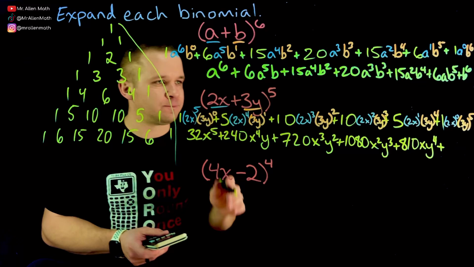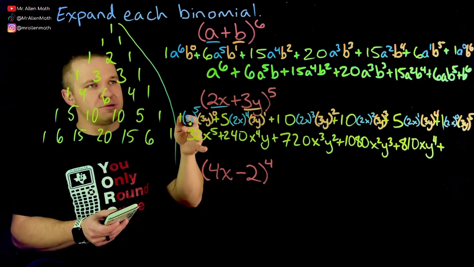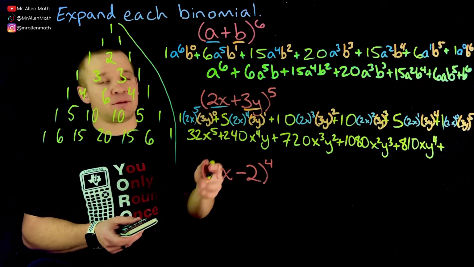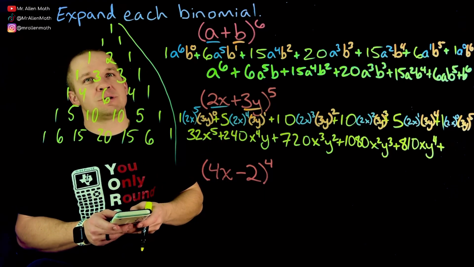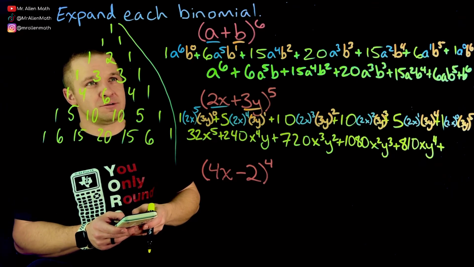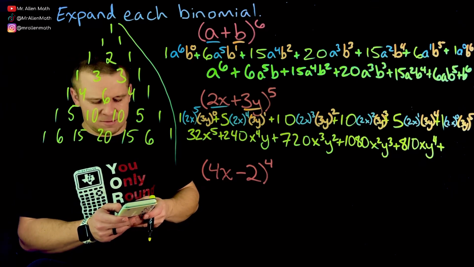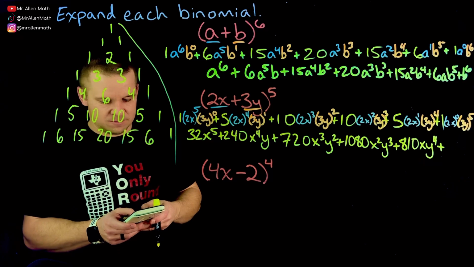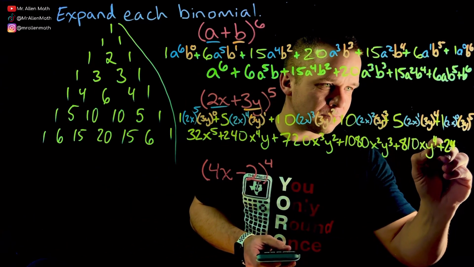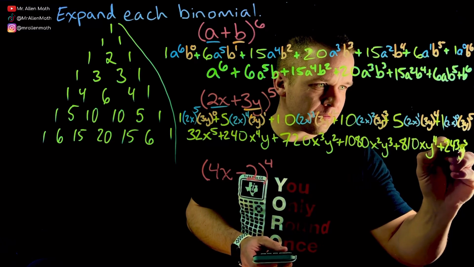And then the last one, we have 1 times 2x to the 0. It's just 1. 3 to the 5th. What is 3 to the 5th? 81 times 3. 243? 3 to the 5th. Hey! All right. 243 y to the 5th. Boom.